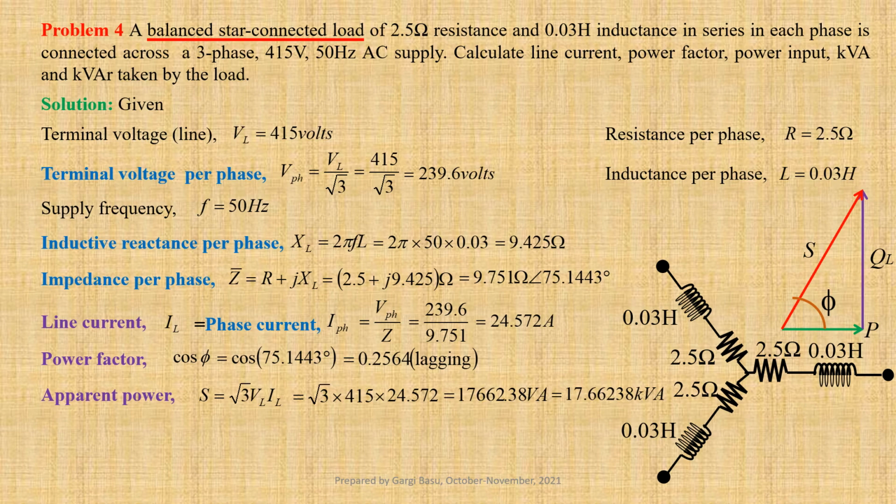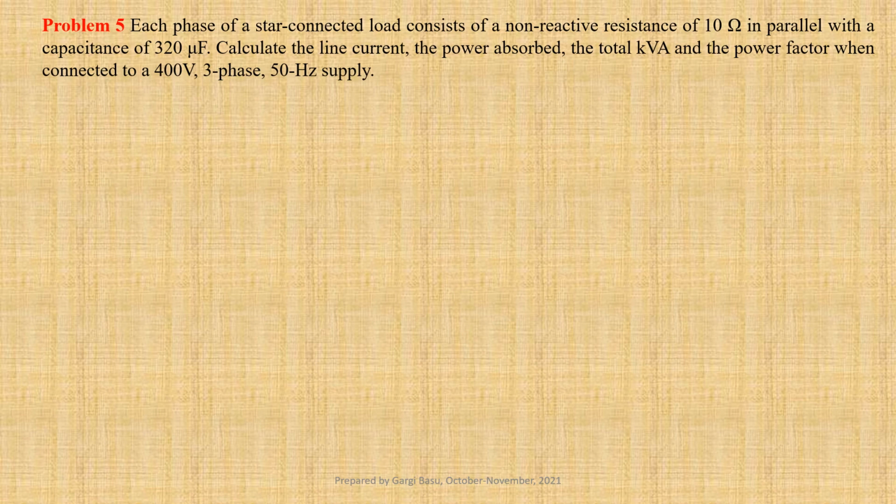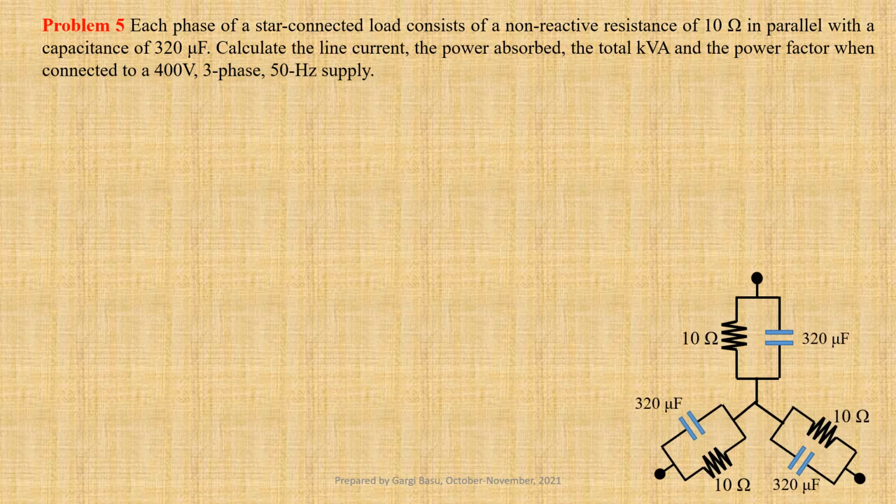From this triangle we get input power P equals S into cos phi. Using values we get 17.66238 into 0.2564, that is equal to 4.53 kilowatt, and reactive power QL equals S into sin phi. Using values we get 17.66238 into sine of 75.1443 degree, that is equal to 17.072 kilovolt ampere reactive.